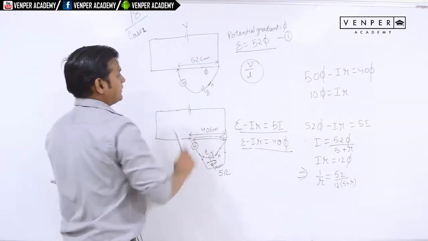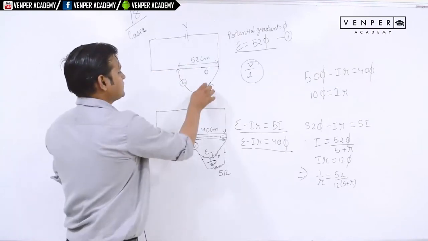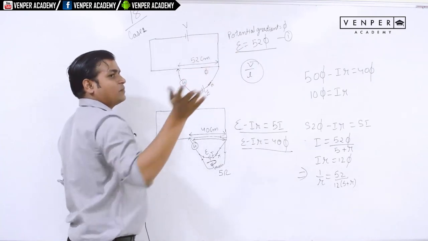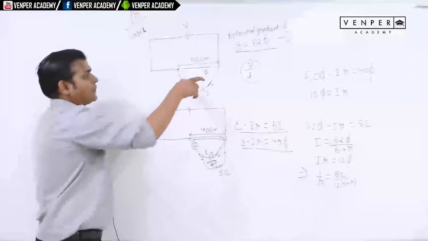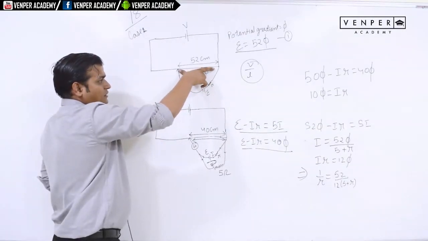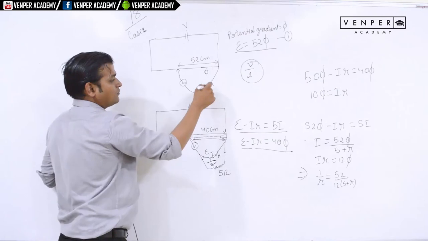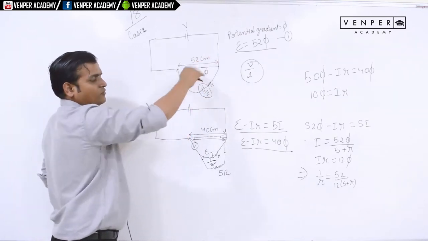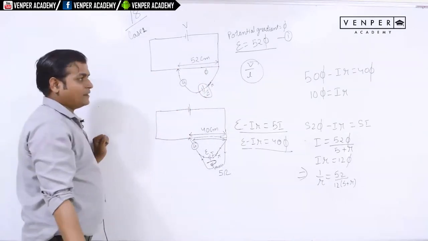From these two data, the first thing is that here current is not flowing. Suppose the potential gradient is phi, meaning the potential drop per unit length is phi. Then the potential difference here is 52 phi, and that is equal to the EMF of the cell, whatever the EMF of the cell, the same is here. Clear, because current is zero. If you use Kirchhoff's law also, you will get E is equal to 52 phi.